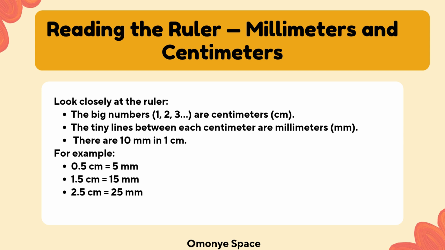It's also good that we take note that there are 10 millimeters in 1 centimeter. So having 1 centimeter from 0 to 1, we have 10 millimeters in between. For example, 0.5 cm is equal to 5 millimeters. 1.5 centimeters is equal to 15 millimeters, and 2.5 centimeters is equal to 25 millimeters.